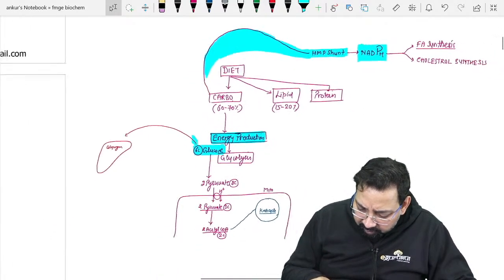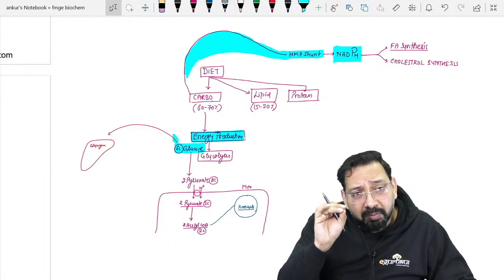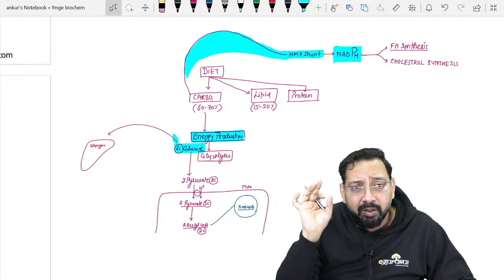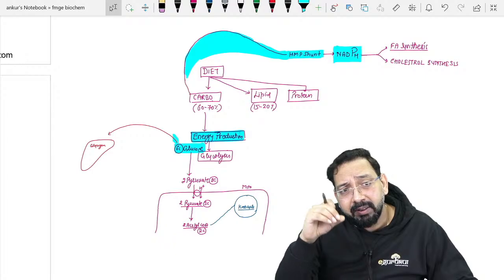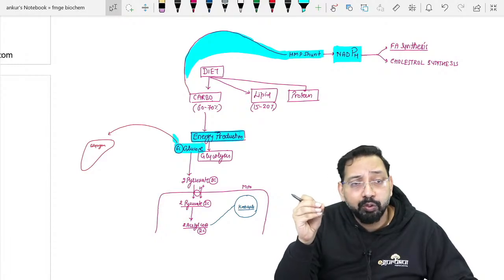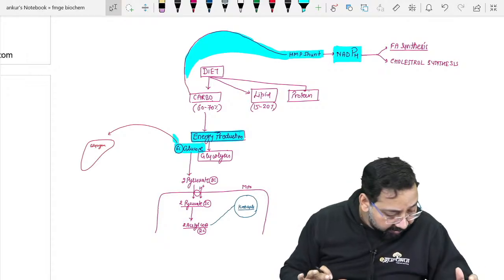So we converted blood glucose to fat. Why? In future if you have no food, then this fat will be mobilized from adipose tissue and will be used for energy production. So what we did, are you getting these things?